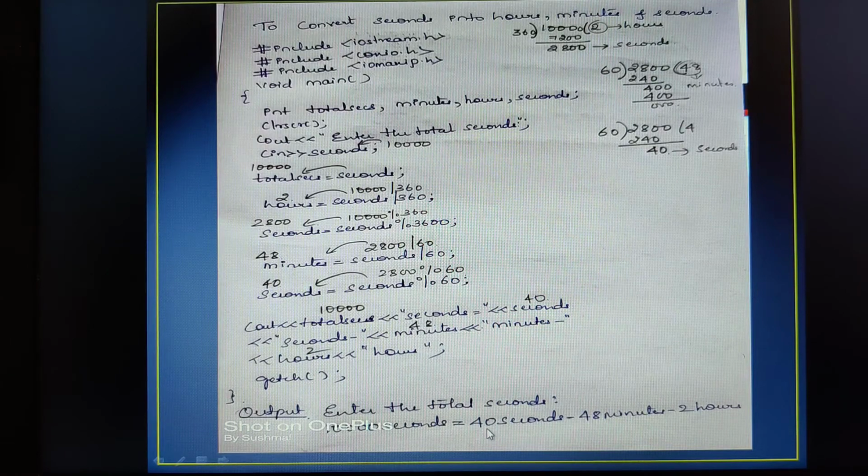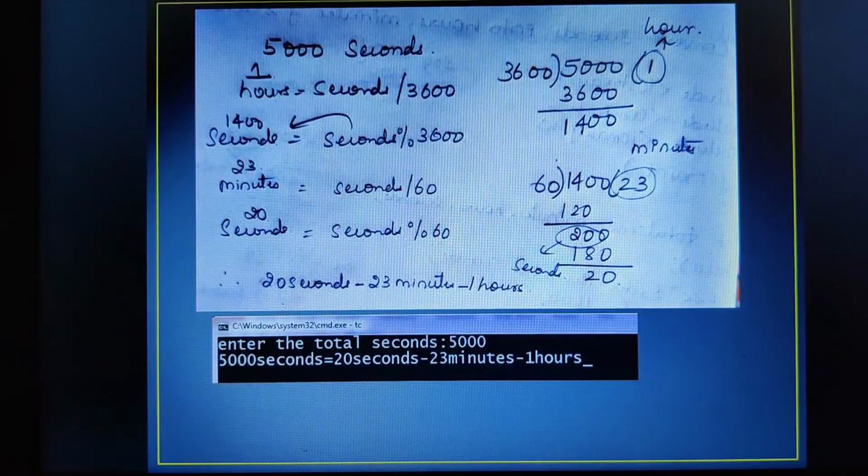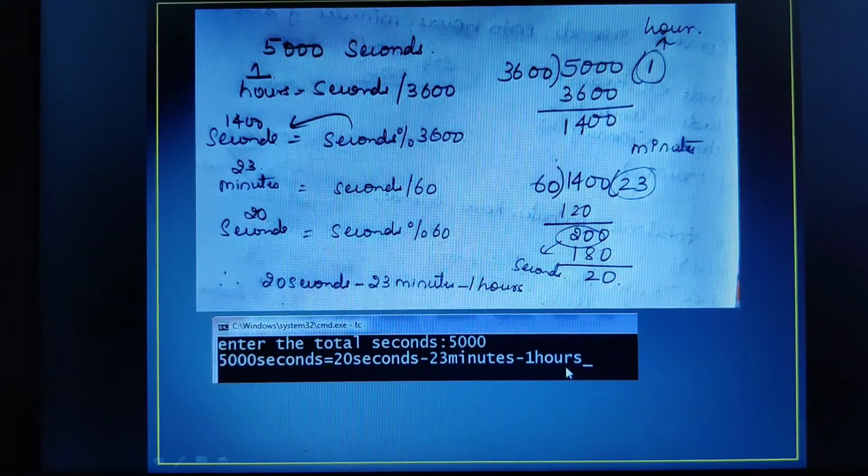Coming to the new example I shall take here. What if I am giving the total seconds as 5,000? If I give the total seconds as 5,000, I'll get the answer as 20 seconds, 23 minutes and 1 hour. What is the input? 5,000 is the input.